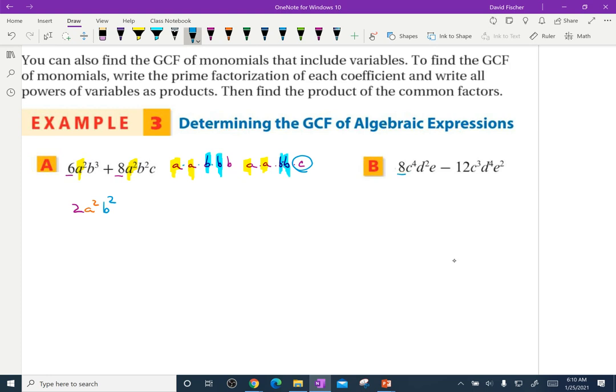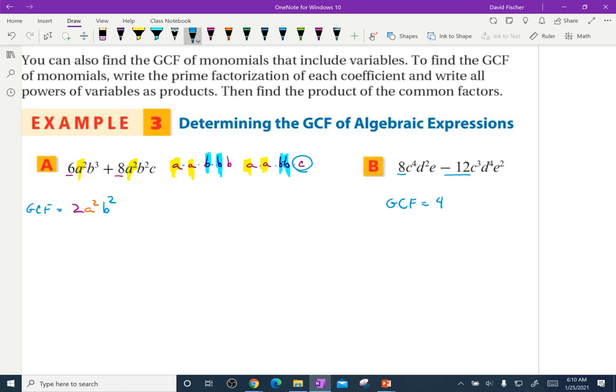I'm going to look at my 8 and my 12. What's the largest number that will go into both of these? Now, most kids will know the GCF. So I'm going to say GCF here because that's what we're finding, greatest common factor. So 4 is the largest number that will go into both.